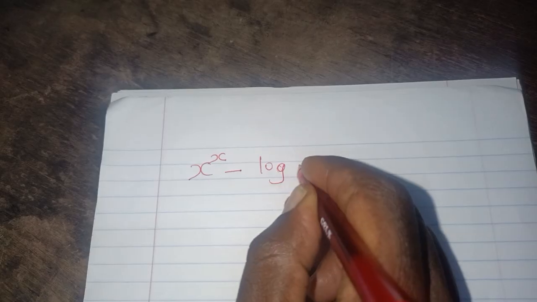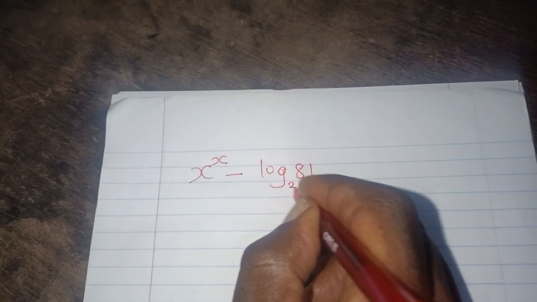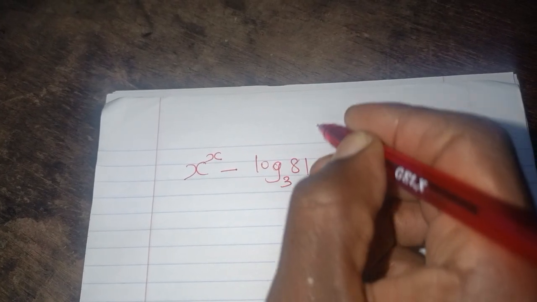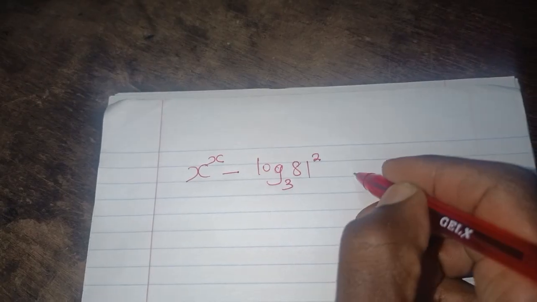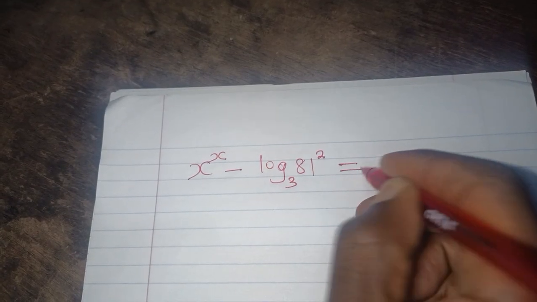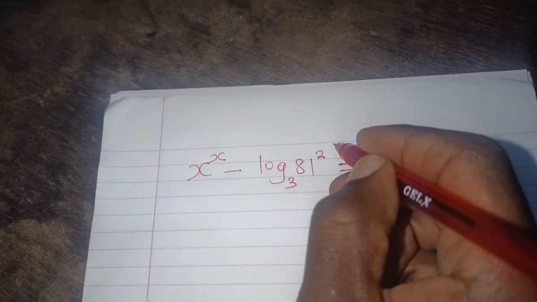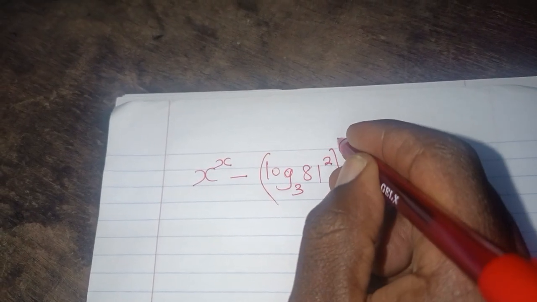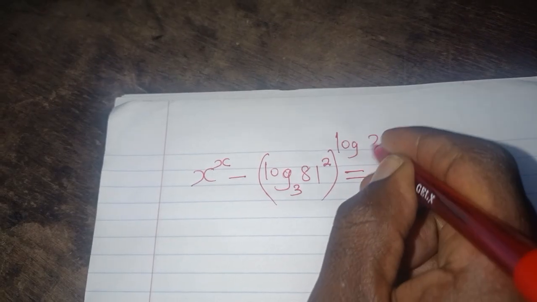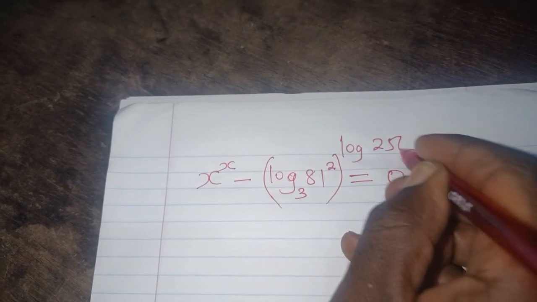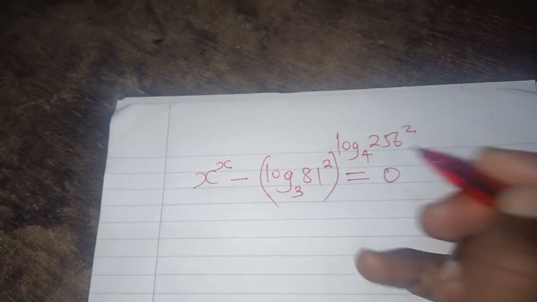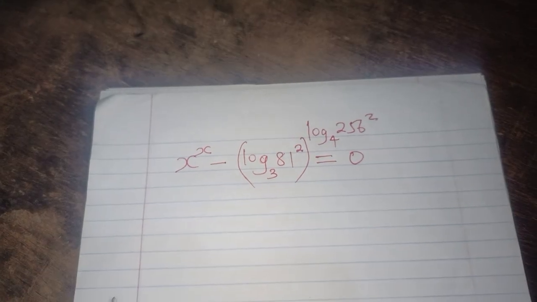and 81 to base 3, and this is squared, and this must be equal to 0, where the whole of this part is getting raised to the logarithm of 256 squared to base 4. So just imagine you have been given this question by a student to get the answer.